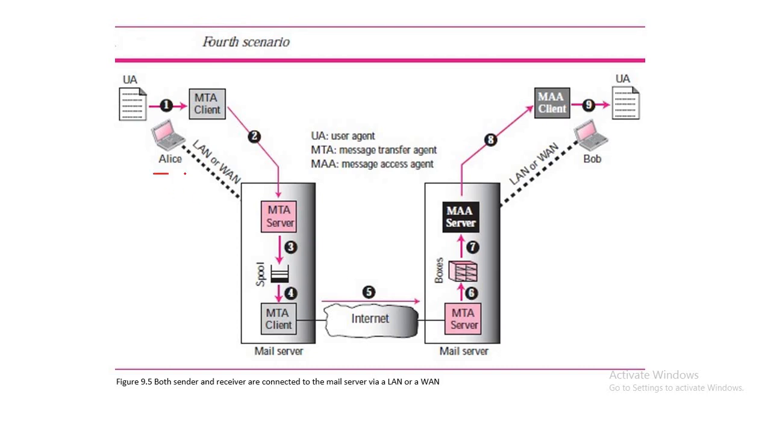Here both parties are connected with the local area network or a wide area network. Both parties are connected with the LAN or WAN. Same thing, on both sides there is a server. So here also there is client server communication, and here again there is a client server communication. But let's see what the difference is.